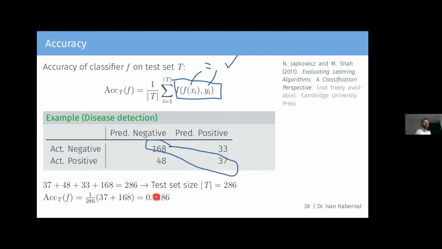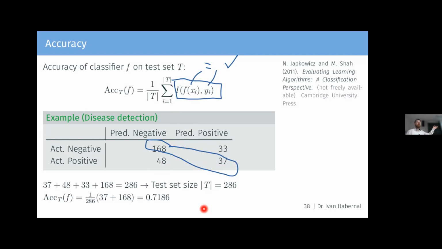So here's the worked example, which I suggest you compute and just play around with the numbers. The accuracy doesn't care about the other numbers here. So these false predictions, whatever happens here, it's not important. You can flip these numbers and the accuracy will be the same. So everybody understands accuracy? Basically, how many times I got it right in the test set? That's as simple as it is.